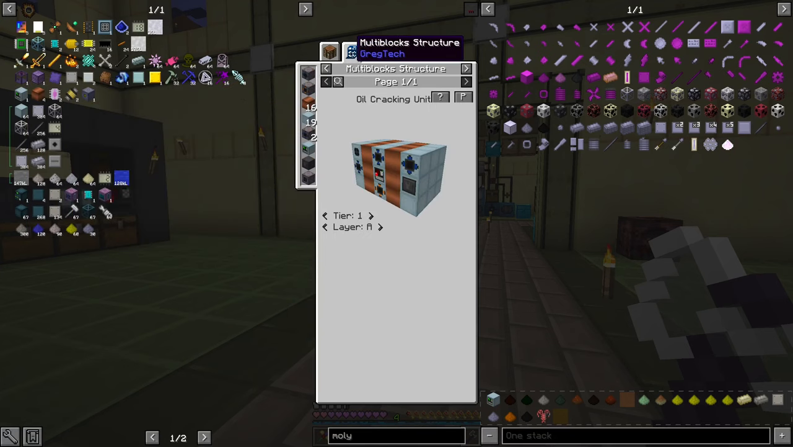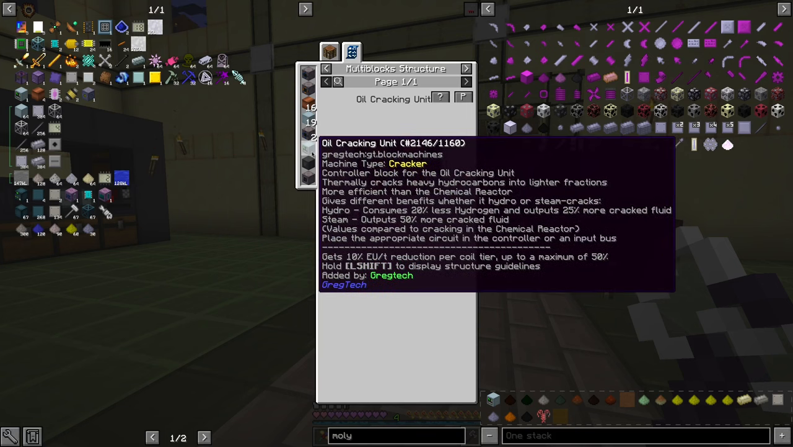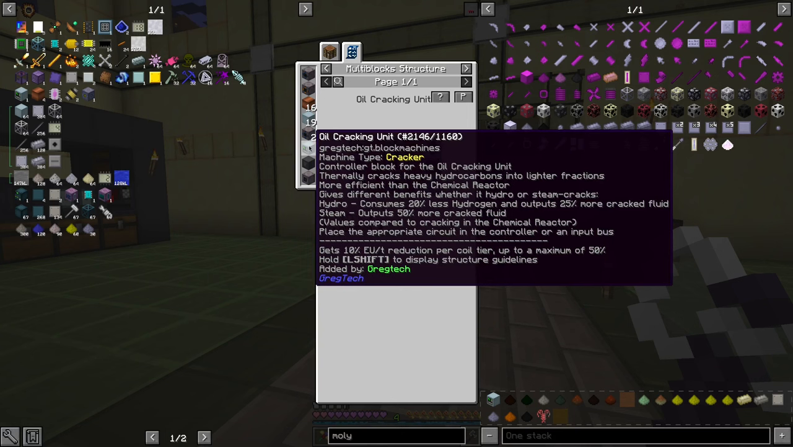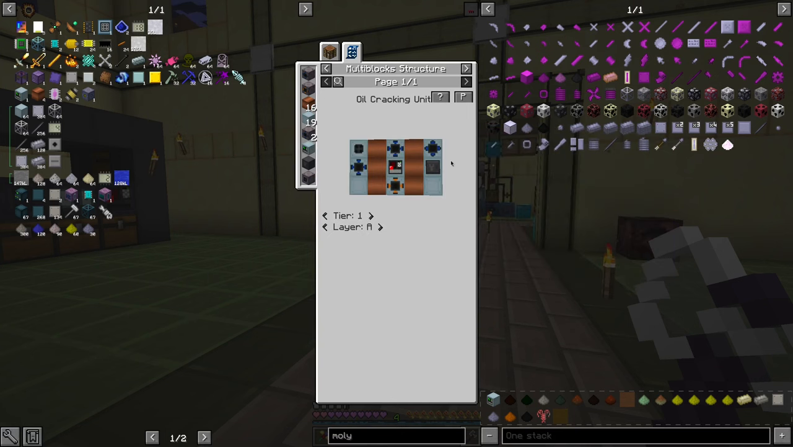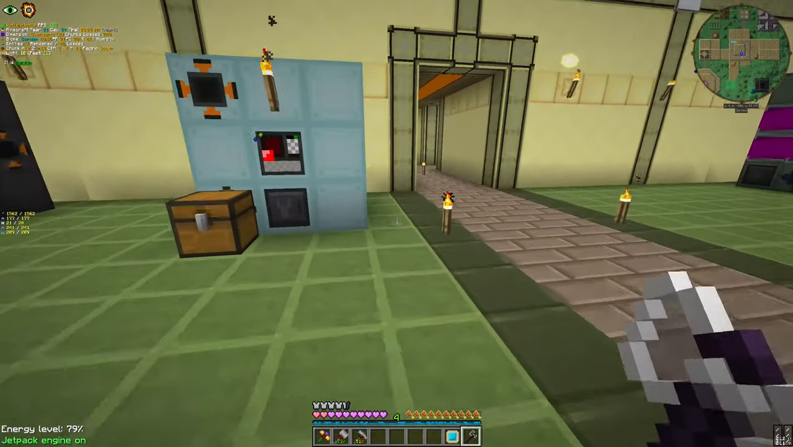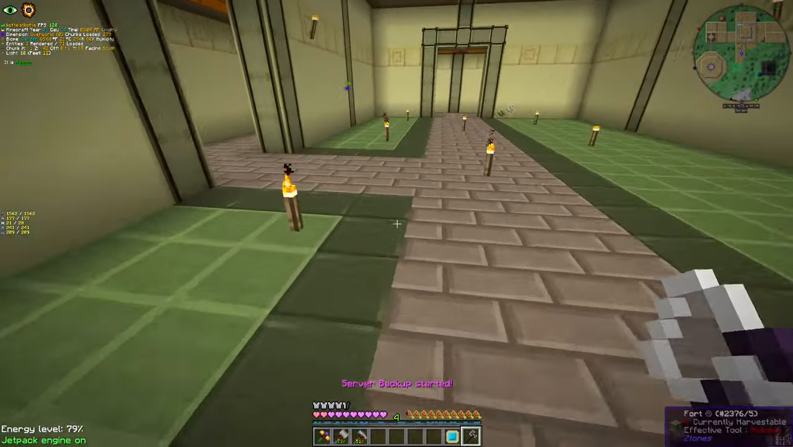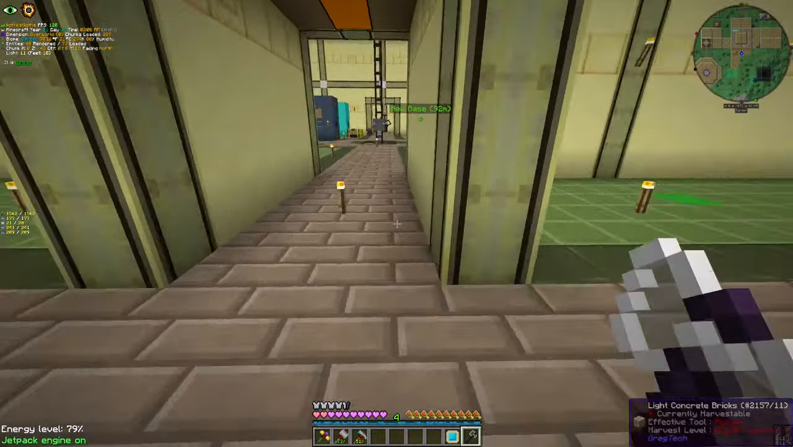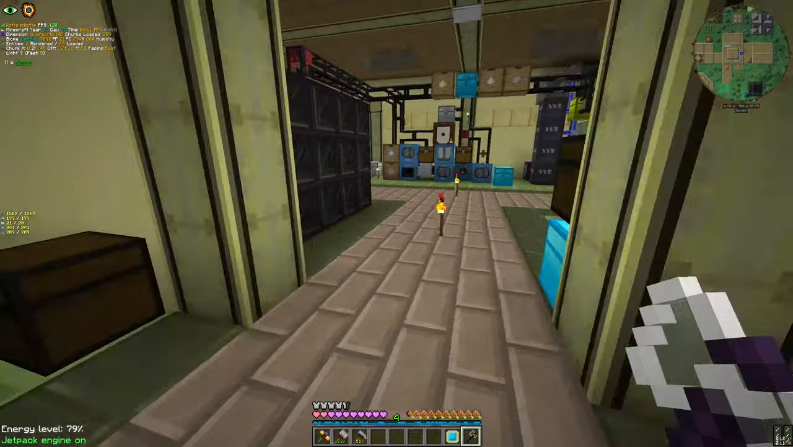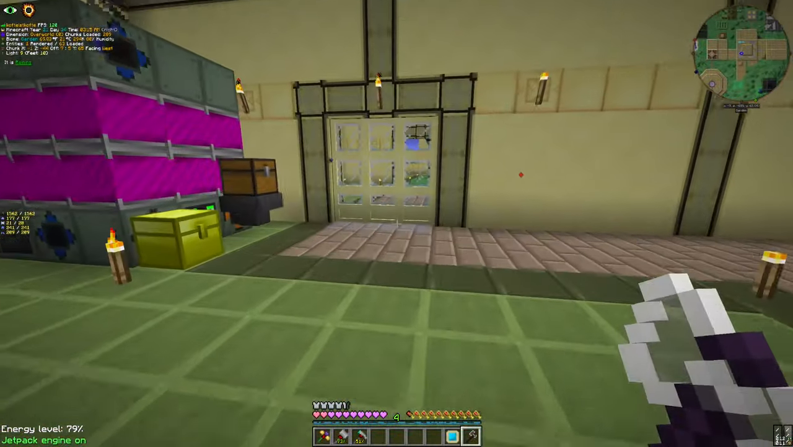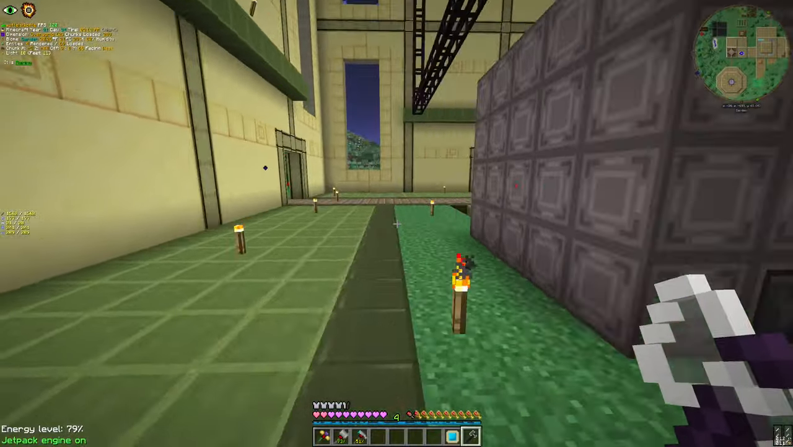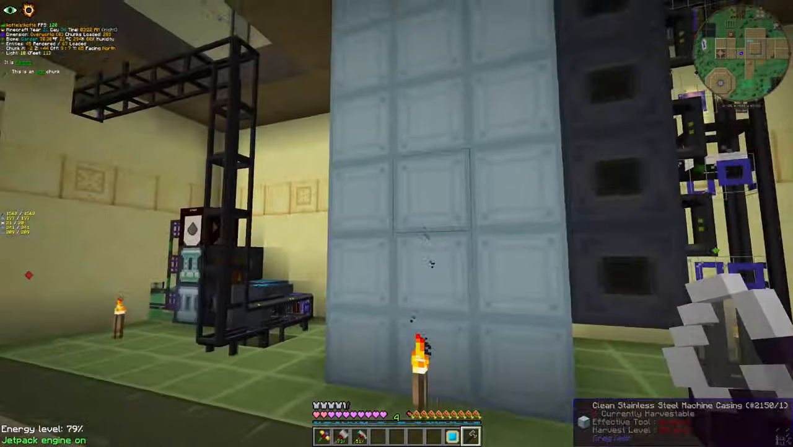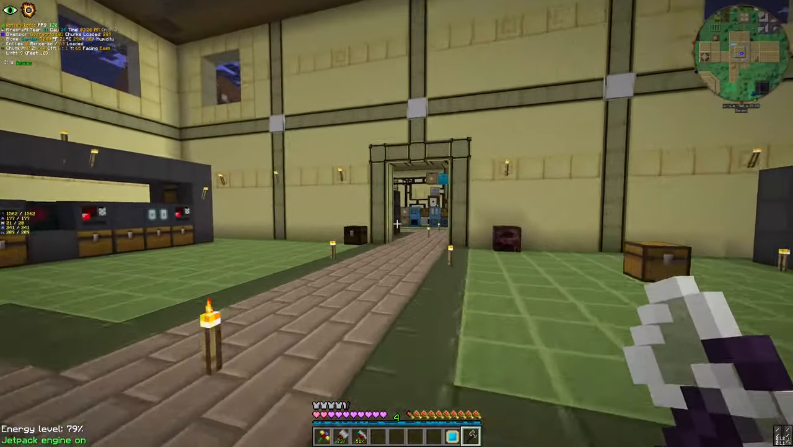Oil cracking units. The oil cracking unit is this. It's actually a chemical reactor, but only specialized in cracking things with steam and hydrogen. And it produces much more and produces faster. So it will be a really, really nice thing to do. So what we're going to do is a bunch of distillation towers and a bunch of large chemical reactors.